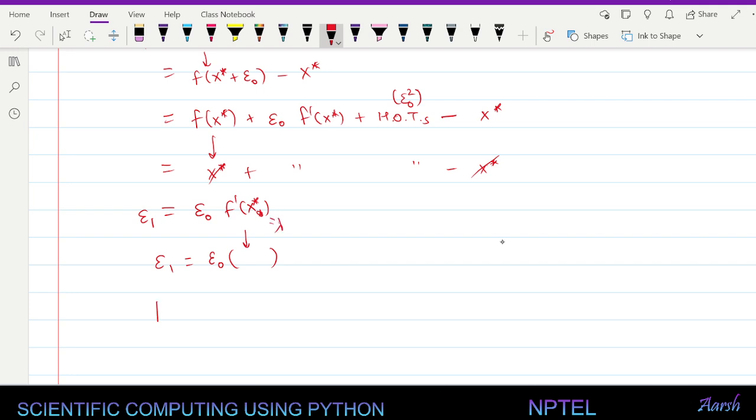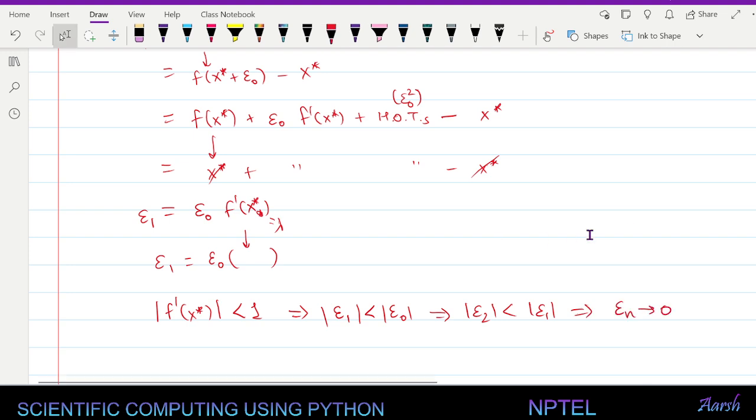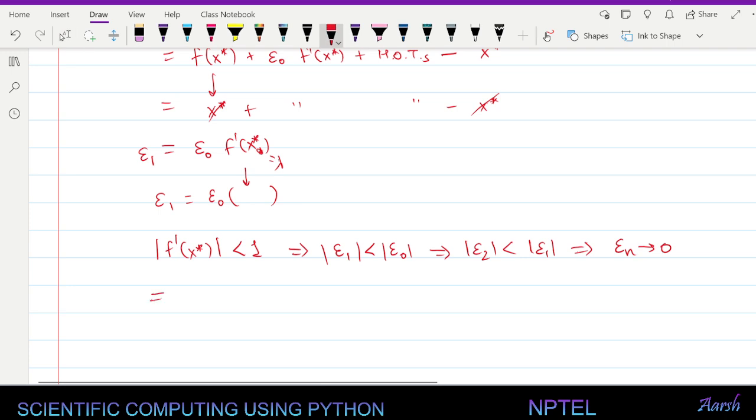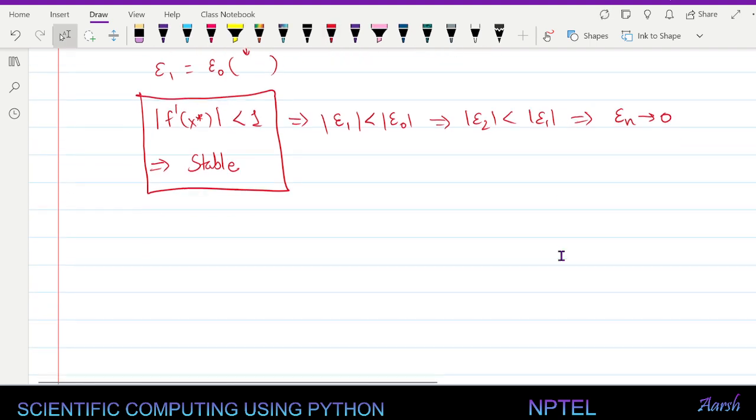So if this number f dash x star is less than 1, that means epsilon 1 is less than epsilon 0, at least modulus wise, which means epsilon 2 will be less than mod epsilon 1. So in general, this epsilon n is going to 0, right? Which means it is stable. So that is the criterion, that the absolute value of the derivative at x star should be less than 1.